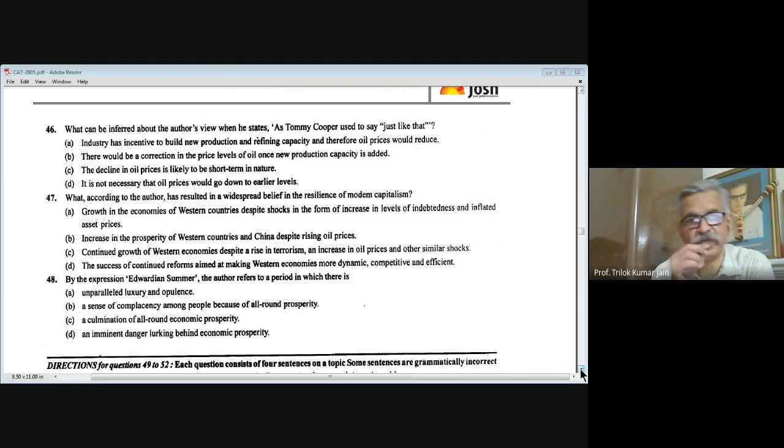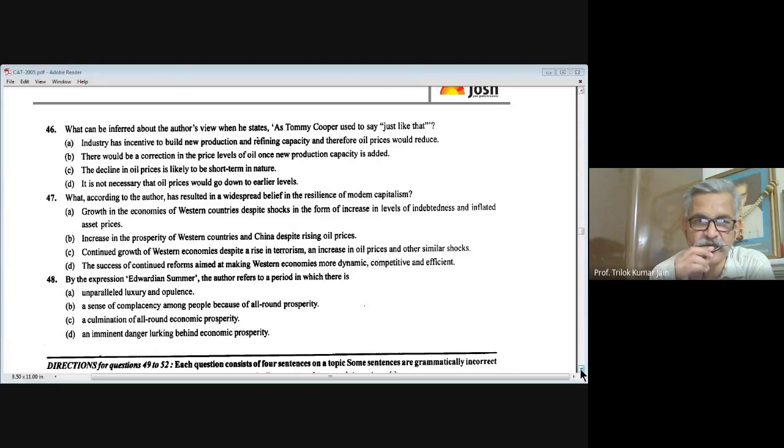What is the best option? We have seen this passage coming in the paragraph. Yes, sir, B. B for Bombay. There would be correction in the price level of oil once new production capacity is added. Right? Yes, seems to be very good. Correct answer. Let's see, next, 47th.